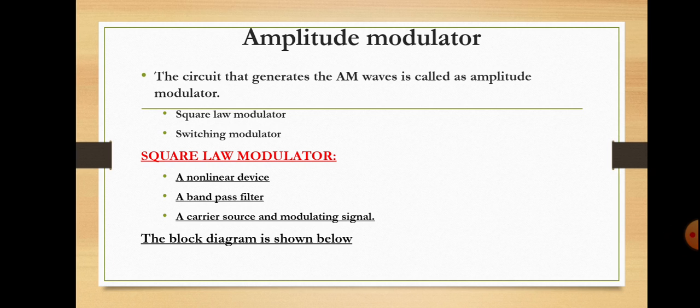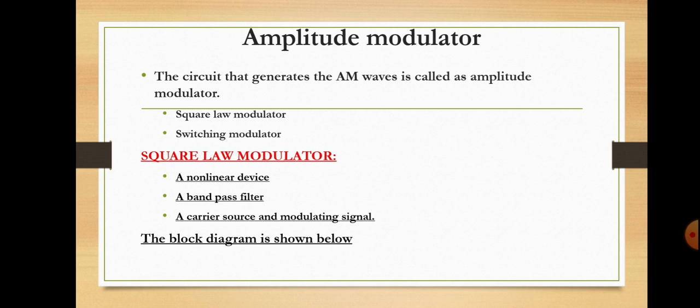Basically, there are two different types of AM modulators used, that are square law modulator and switching modulator. First of all, let us see what is a square law modulator. Square law modulator contains a nonlinear device, that may be a diode or a transistor, a band pass filter, a carrier source and a modulating signal. These are the main constituents of a square law modulator.